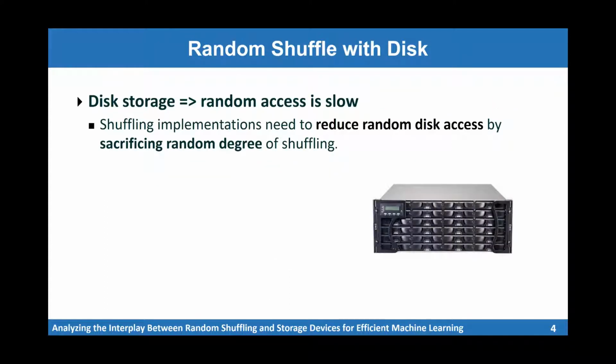If the underlying storage system is disk, an efficient random shuffling implementation needs to avoid frequent random disk accesses. This often leads to less random degree. Next, I will describe two commonly used random shuffling implementations for support vector machine and deep neural network.